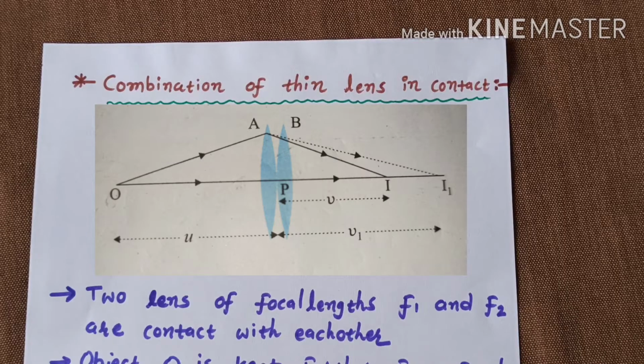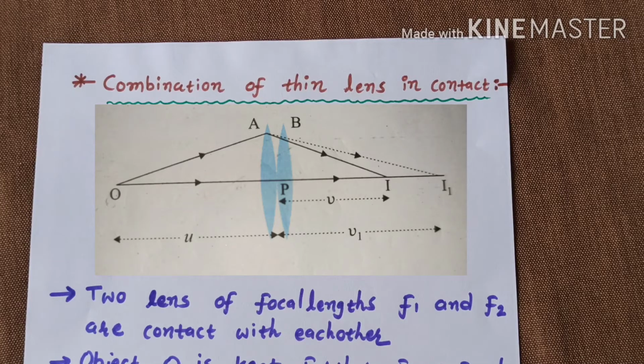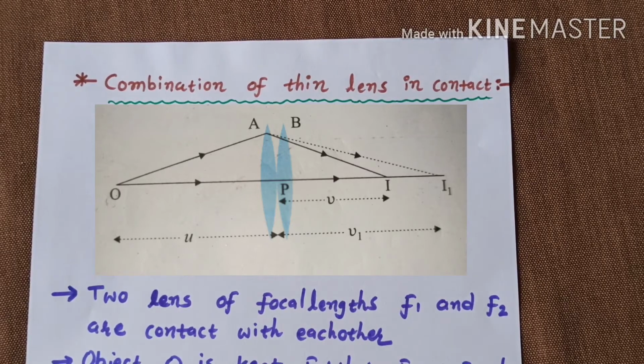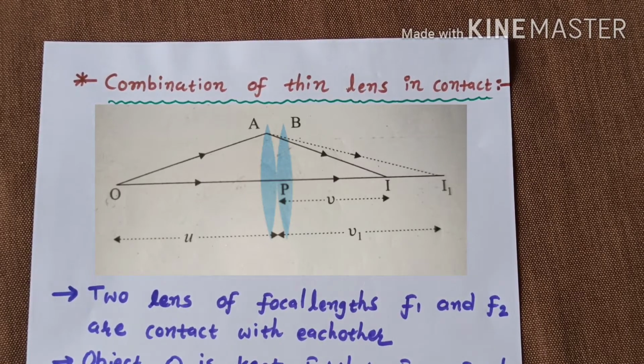Now what would be the focal length when two thin lenses are in contact with each other, as shown in the figure? A and B lenses are in contact with each other. These lenses are thin lenses. You can measure the distance from point P. Object distance is U, and we have two different image distances.